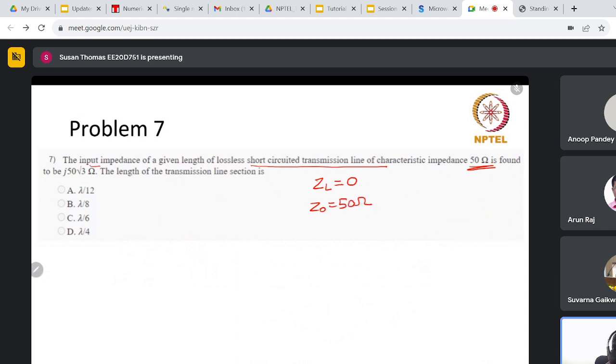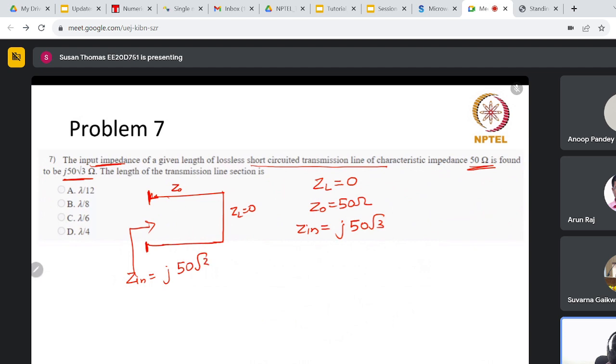And the input impedance is j50 root 3. Okay. So, to make it very simple, the load end is short circuited. You have a characteristic impedance, and I'm saying that at some location, the Zin is j50 root 3. Now tell me what is the length of the transmission line. So that is the question.